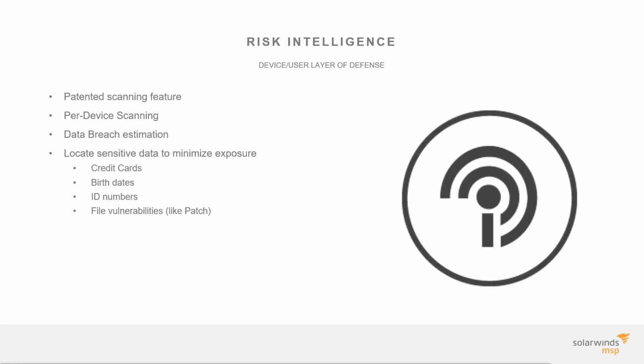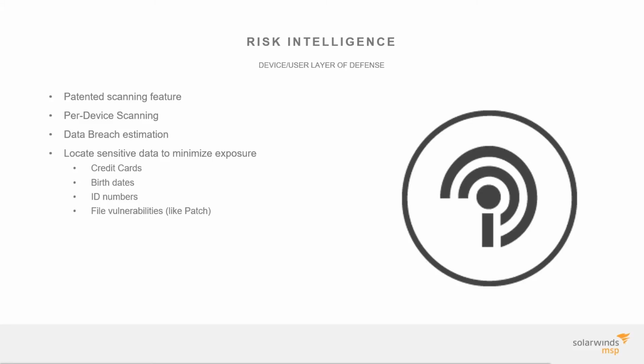So let me move on to risk intelligence. I do risk intelligence here because we use the term vulnerability for both patch management and risk intelligence. While risk intelligence is a device layer of defense, it is also a user layer of defense. With a patented scanning algorithm, we can scan the devices and the data on those devices looking for liabilities, those types of vulnerabilities.